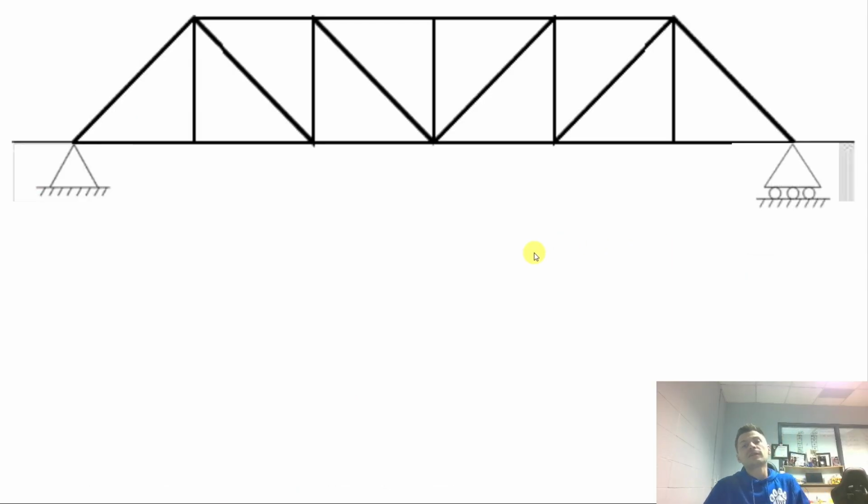So here, let's look at this truss. Let's put all together the vocab, make sure we understand it. This is what's called a Pratt truss. This is a diagrammatic view of a bridge truss. On one end, it's supported by a pin, and on one end, it's supported by a roller.